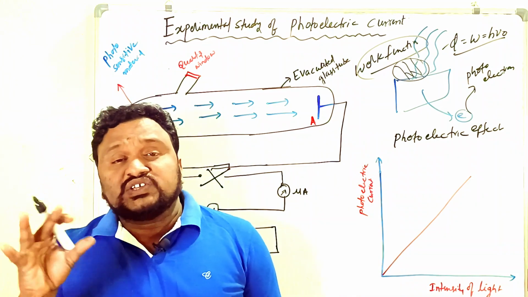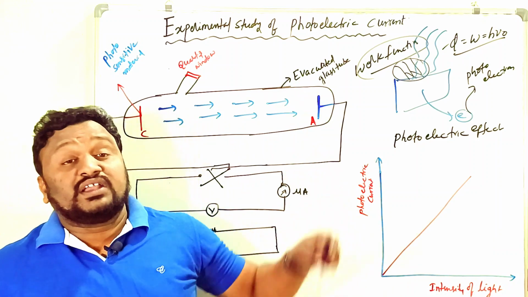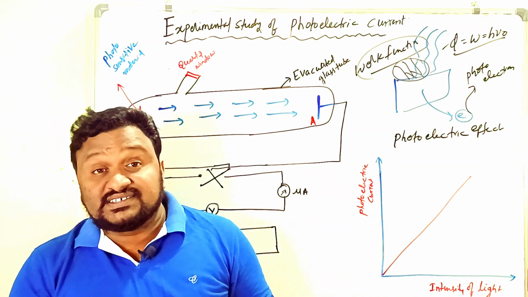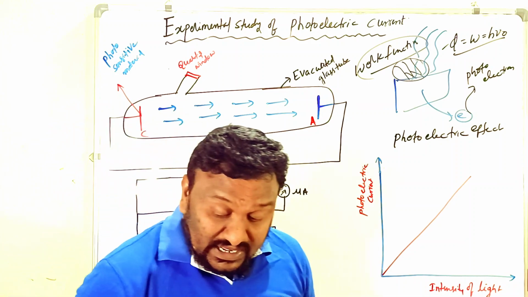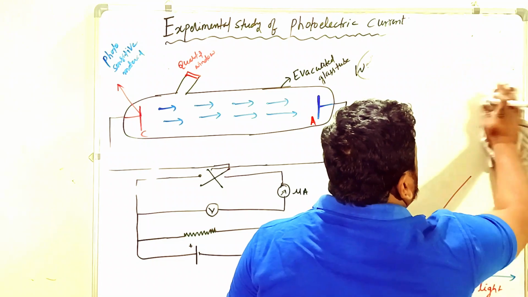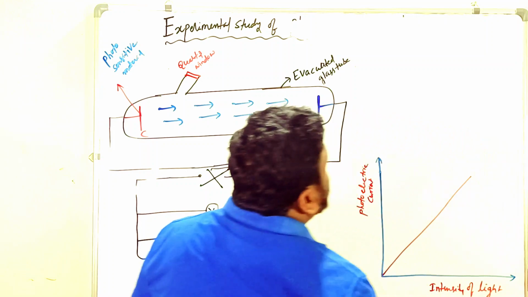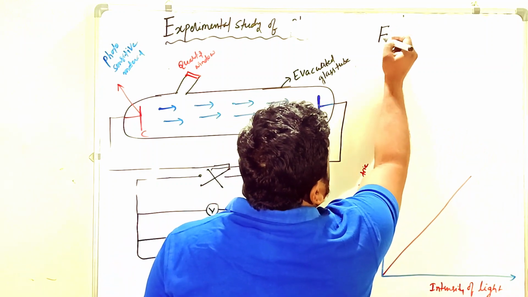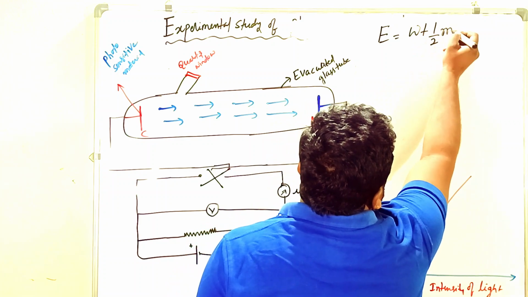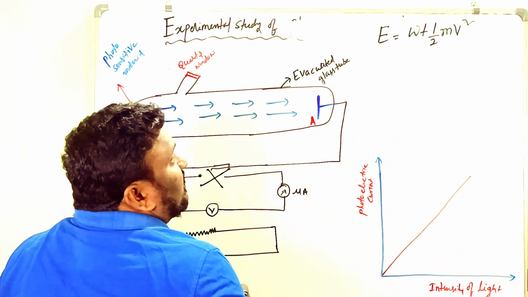So here there is one important equation for the photoelectric effect, given by Einstein, and so it is famously known as Einstein's photoelectric equation. What is Einstein's photoelectric equation? According to Einstein, the photoelectric equation is given by the formula E is equal to W plus half mv square. In that, what is E?